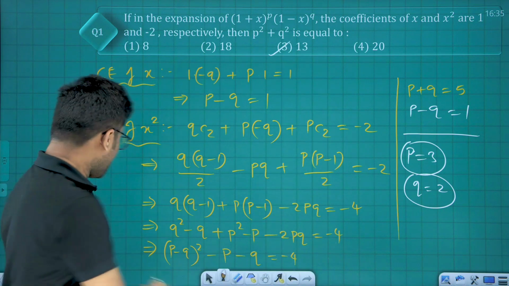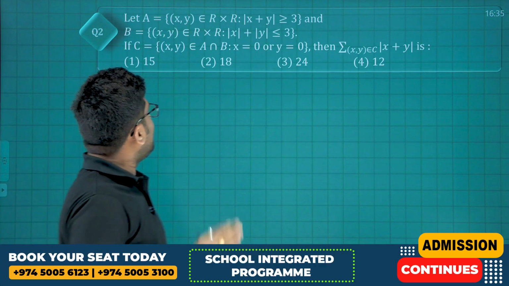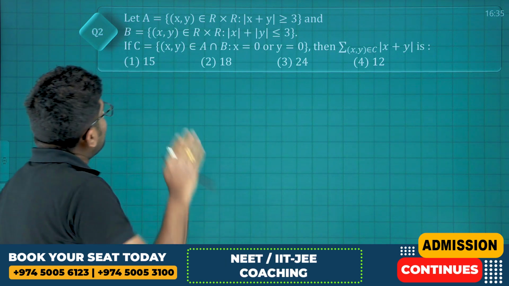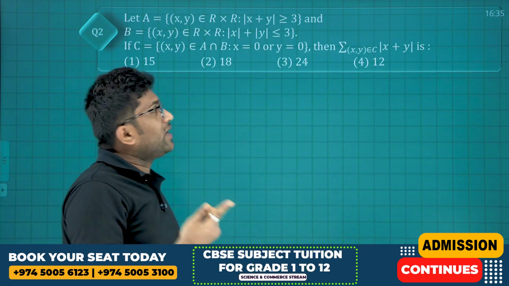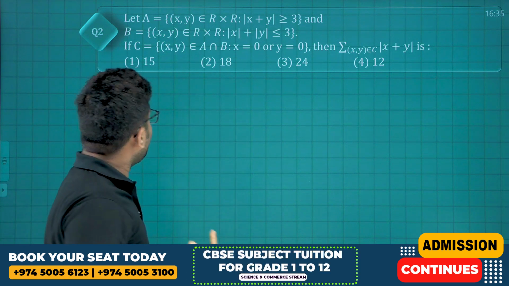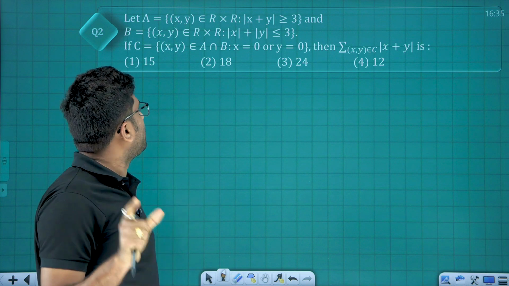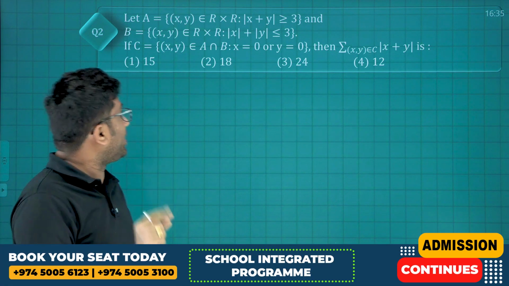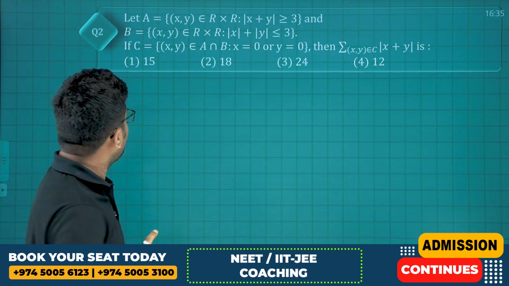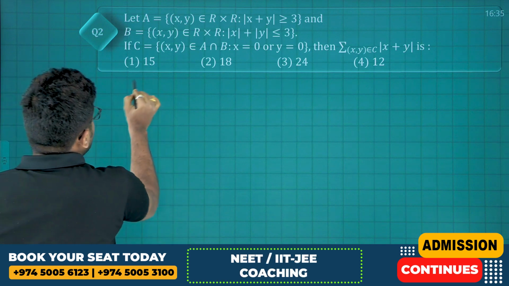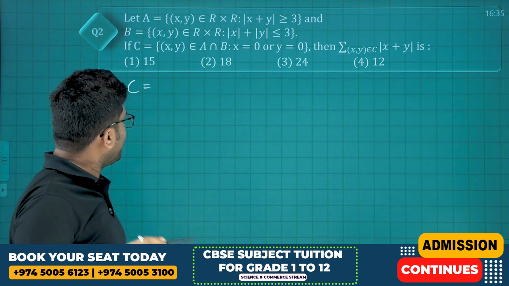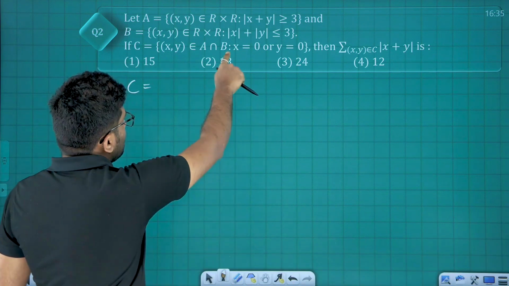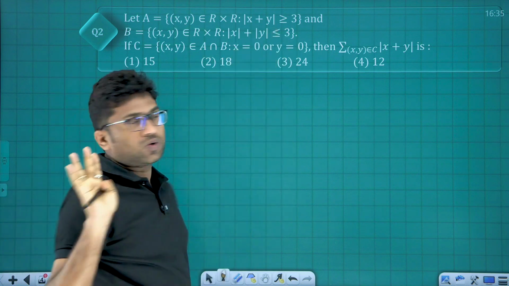Clear? Next question. Let A = {(x, y) ∈ R × R such that |x + y| ≥ 3}, and set B denotes the set of all ordered pairs (x, y) ∈ R × R such that |x| + |y| ≤ 3. C denotes the set of ordered pairs (x, y) belonging to A intersection B, A and B, such that x = 0 or y = 0.